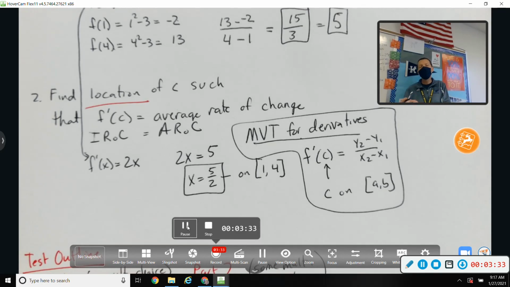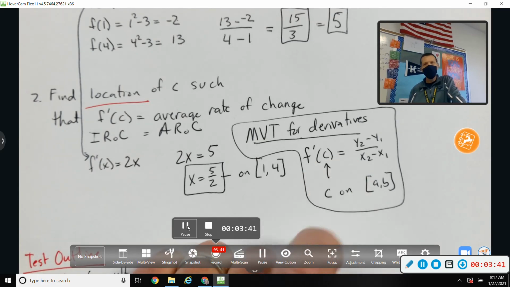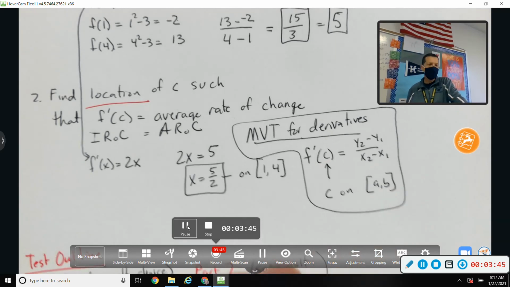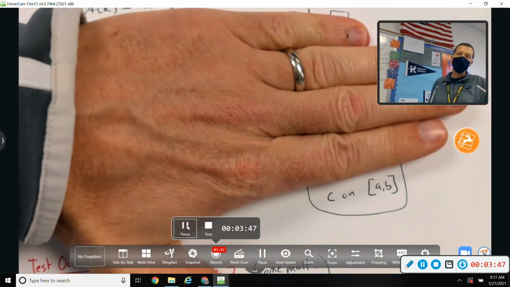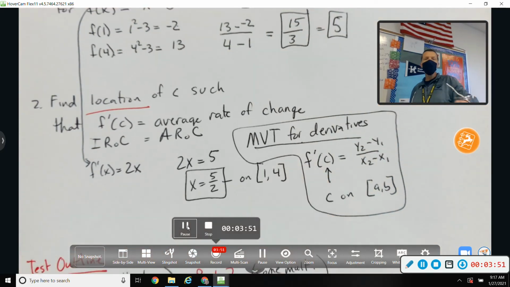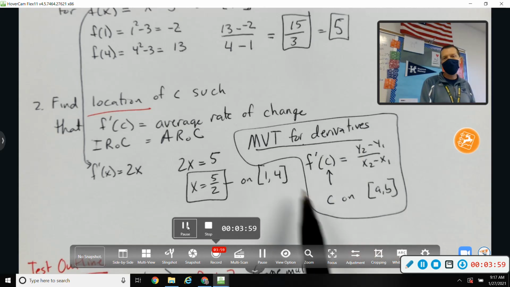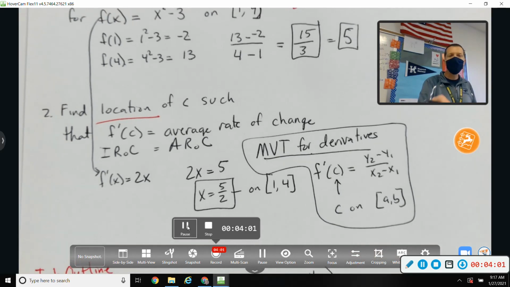Yesterday we did MVT for integrals. It said that the average value, or the location of the average value, is also on the interval. So they're related. Like C is on A to B. That's how they're related, the two MVTs. One is about derivatives. One is about integrals, or average value area. All right, so this is just old stuff, but MVT is important. So since we said it yesterday, I wanted to see it again.